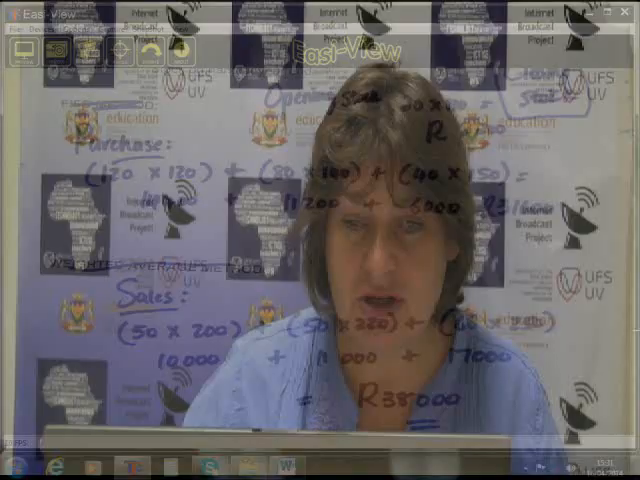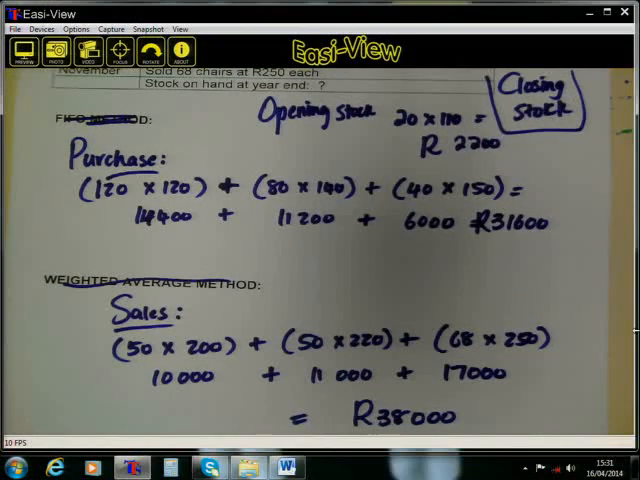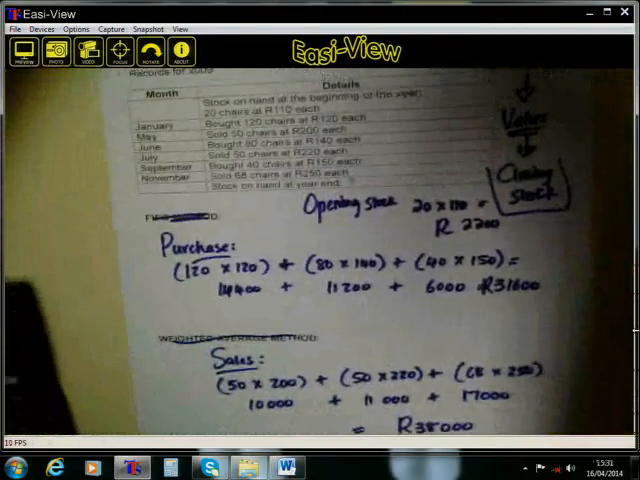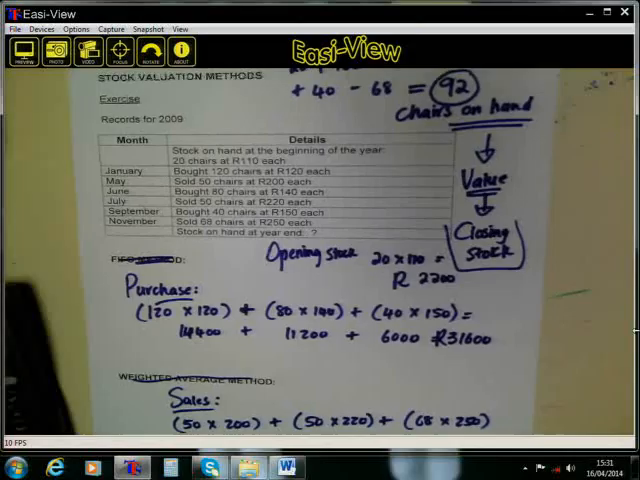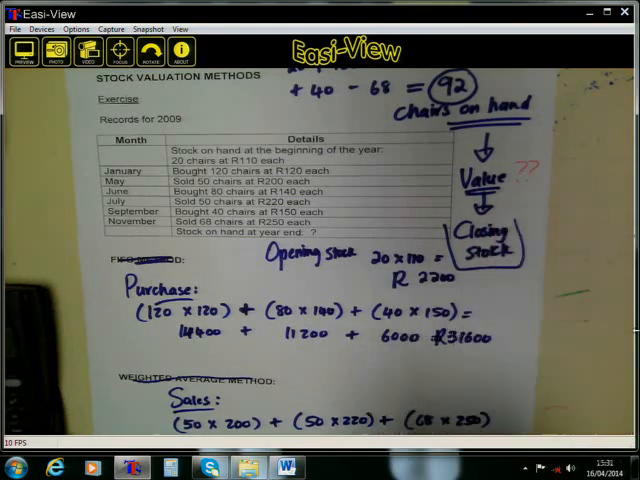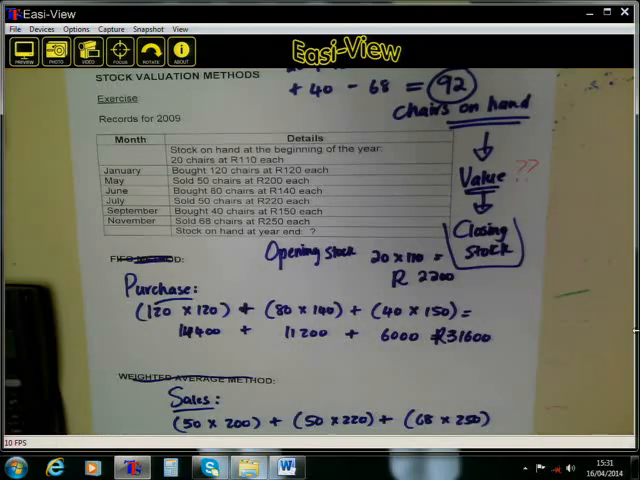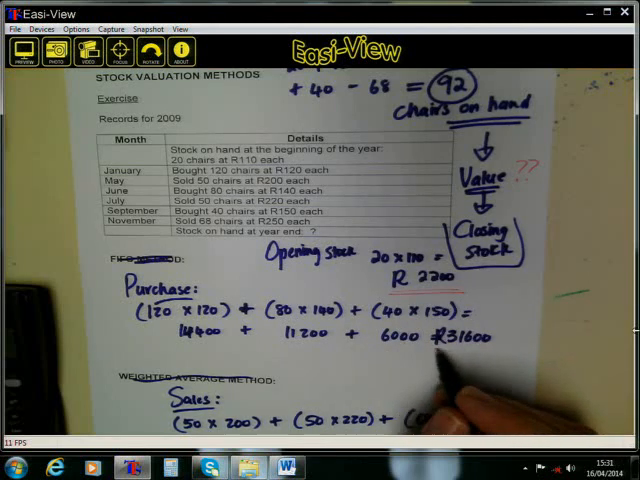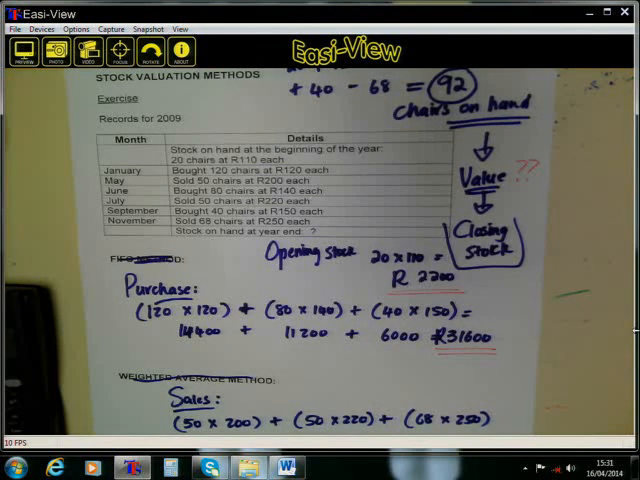I'm going to leave this on the table, only this, so that you can just concentrate on whatever we talk about, that we work out the chairs on hand. I cannot show you everything. We worked out the chairs on hand was 92. We're still looking for the value of that 92 chairs, because that equals the closing stock. We've got the opening stock, there's the purchases, and we've got the sales of 38,000.